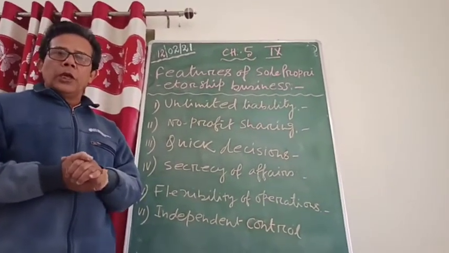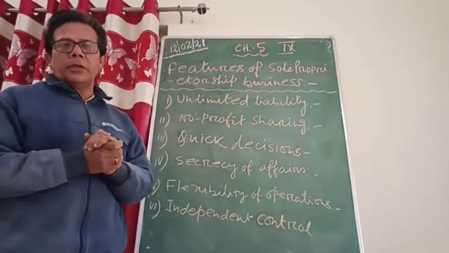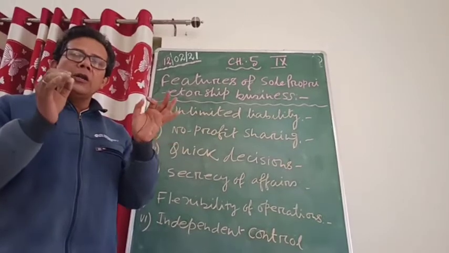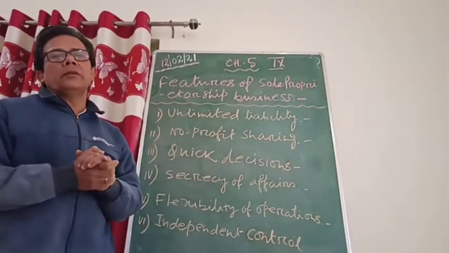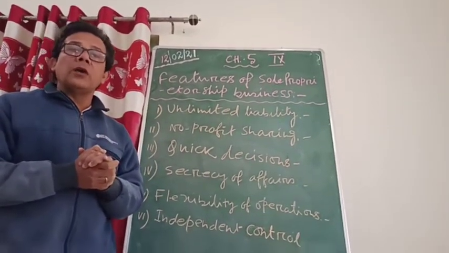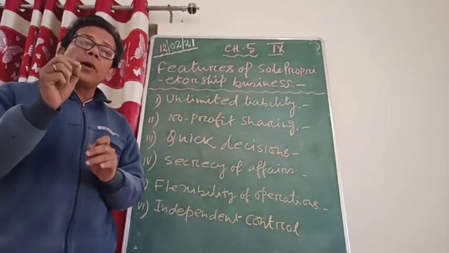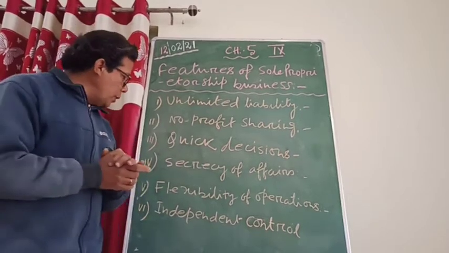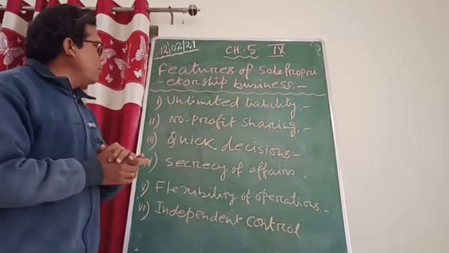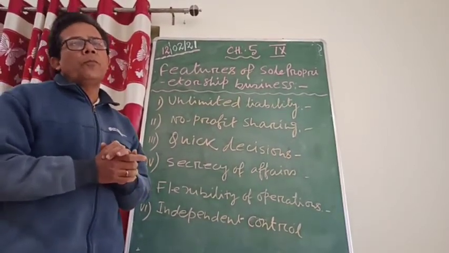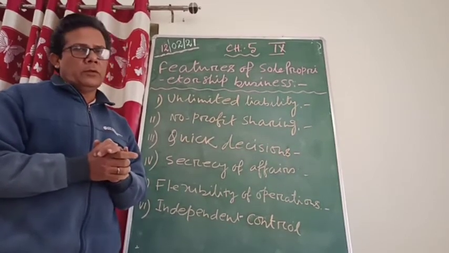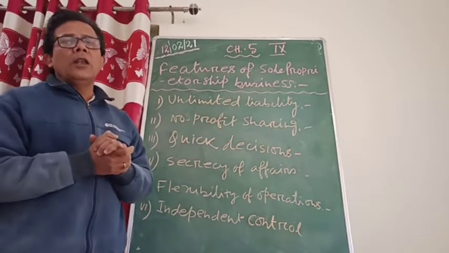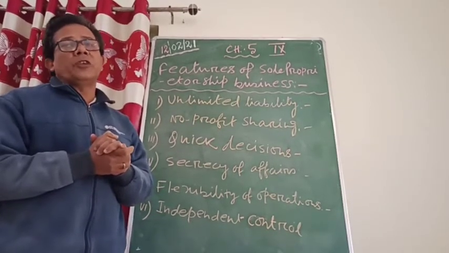I hope you know the meaning of sole proprietorship business: a business which is run, owned, and controlled by a single person. Those types of business are called sole proprietorship business. In today's class, I am going to discuss 6 more features of sole proprietorship business. If you know the meaning, beta, easily you can explain its features.